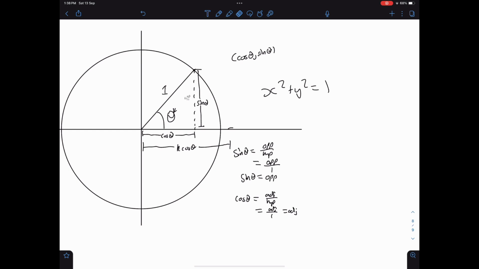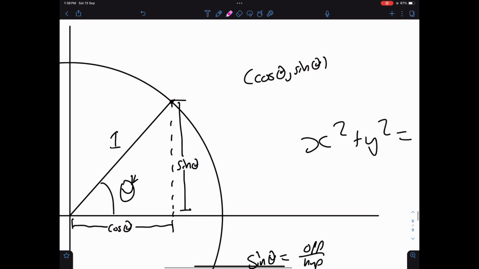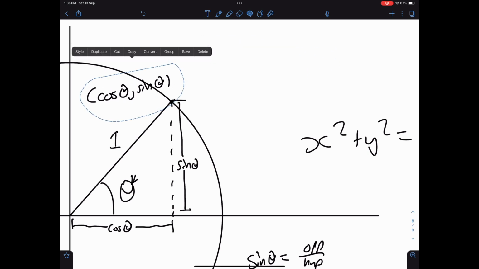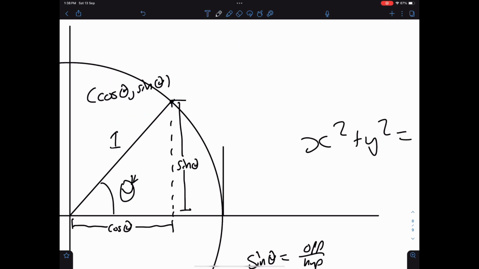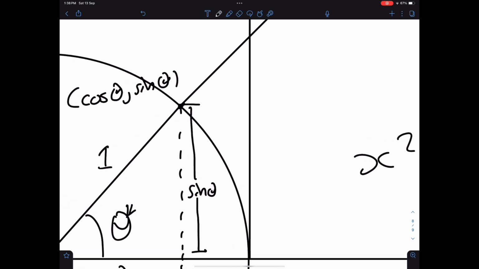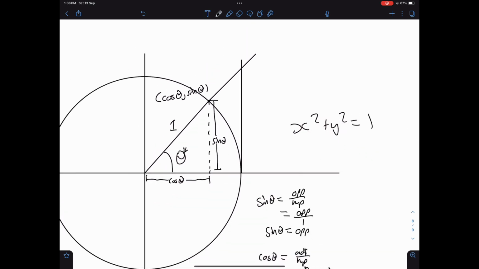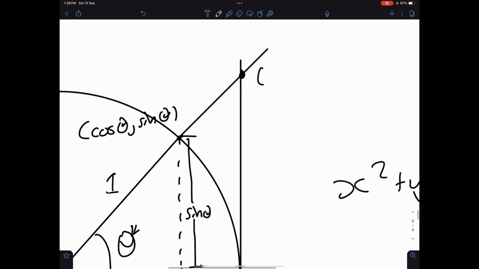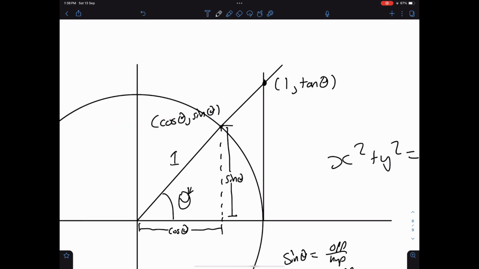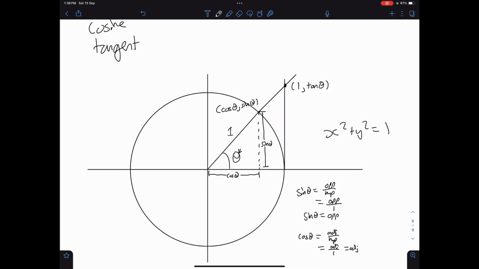So I'll just rub this stuff out for now so I can move on to defining tangent. Now, you should know by now that a tangent is something that is a line that touches a curve at one point only. So here I've drawn a tangent at x equals 1, and I've extended that hypotenuse, that radius. And then so this point here, by definition, has the coordinates 1, tan theta. And that's your definition for tangent.